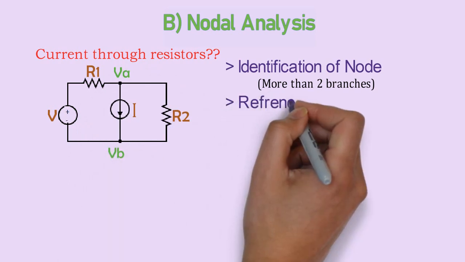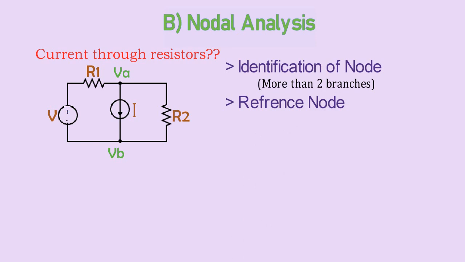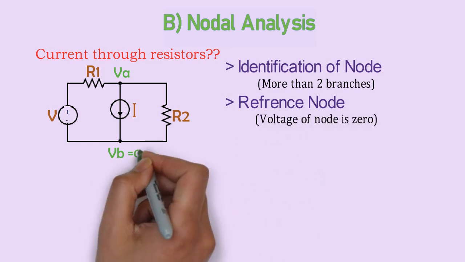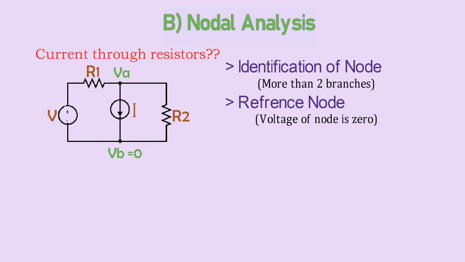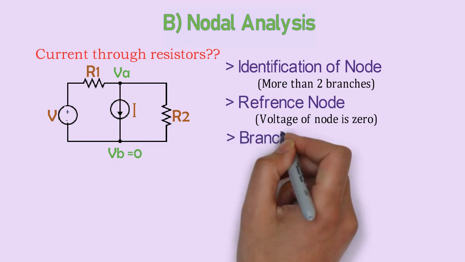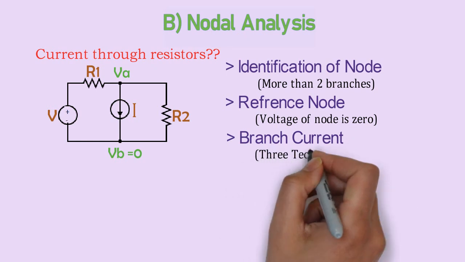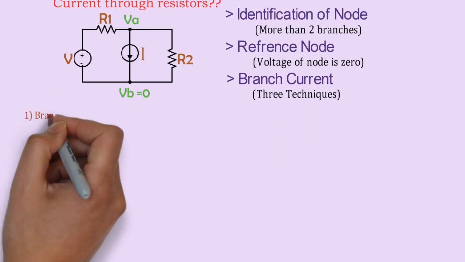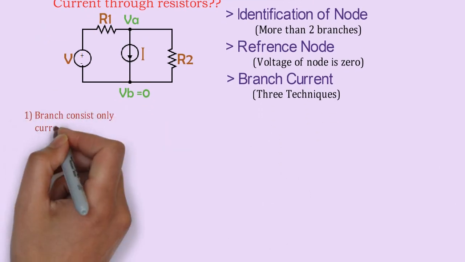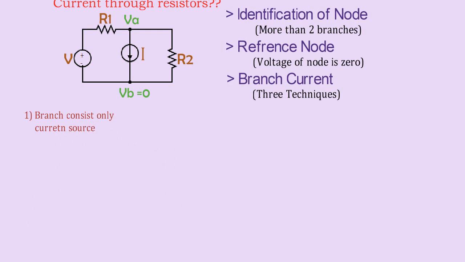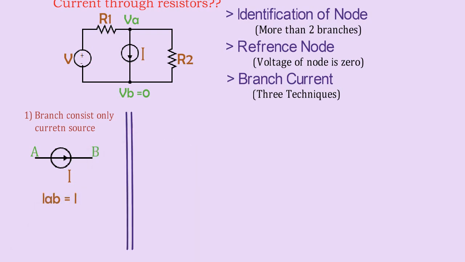After selecting the nodes, we need to select one reference node. The potential of that reference node is considered as 0 volt. Here, by three various techniques, we can determine the branch current. So, technique number 1: if a branch consists of only a current source, then the value of that current source will become the branch current between the two points A and B.